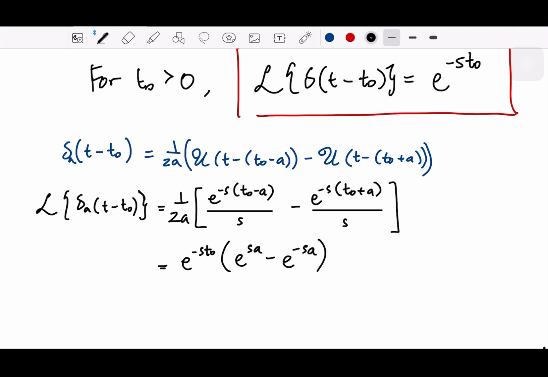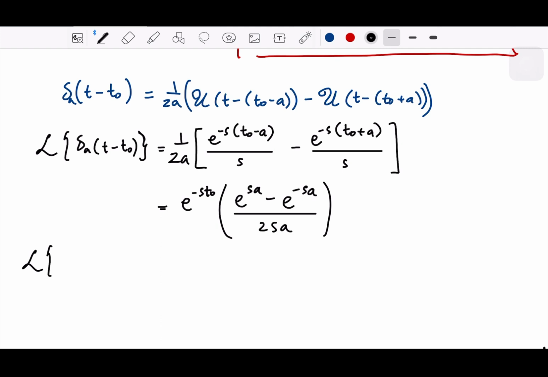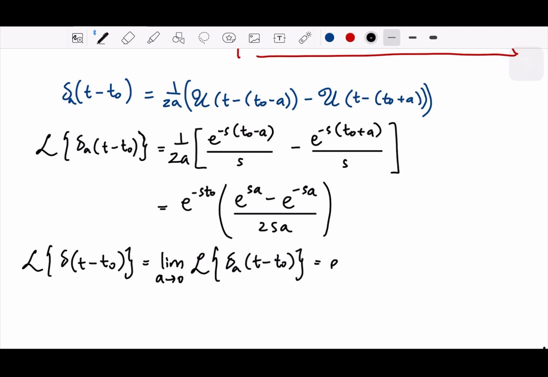Okay. Let me maybe bracket it bigger, and then put inside 2sa, and then we know that the Laplace, we are going to put the limit as a getting closer to 0 of Laplace. So this will be e to the power negative s t0, and then limit as a gets closer to 0, and then all these equations we are going to write.